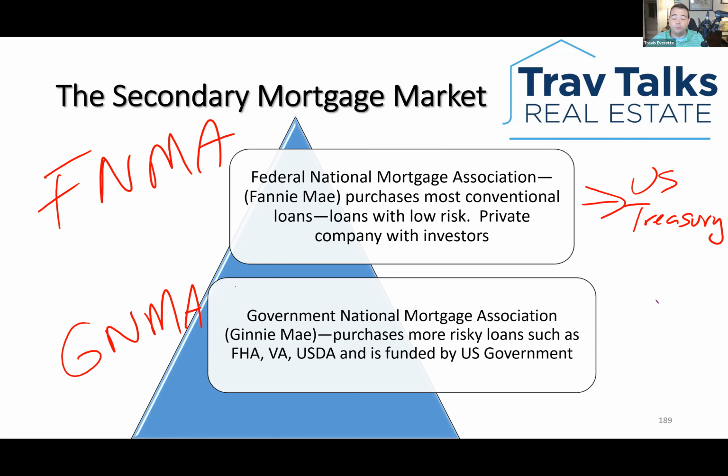So what loans do you think Fannie Mae mostly buys? Conventional loans. There you go. See how hard was that? Fannie Mae buys the less risky ones, the conventional ones, and Ginnie Mae comes along and buys the garbage. I have used the analogy before. Fannie Mae is the prom queen. Ginnie Mae is the one who will go with anybody.